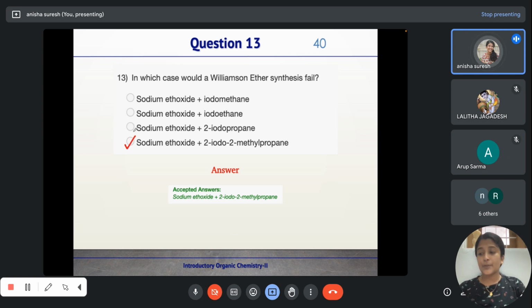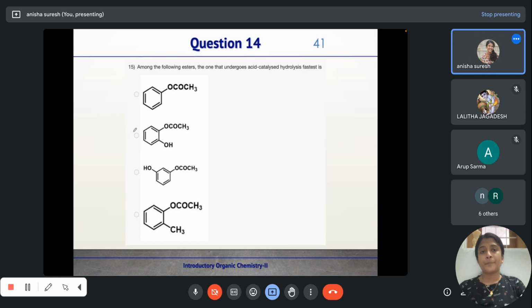Now coming to the last question. Among the following esters, the one that undergoes acid catalyzed hydrolysis fastest is, which of the following esters will undergo the fastest acid catalyzed hydrolysis?